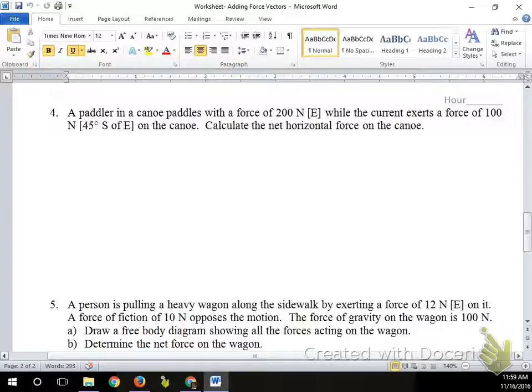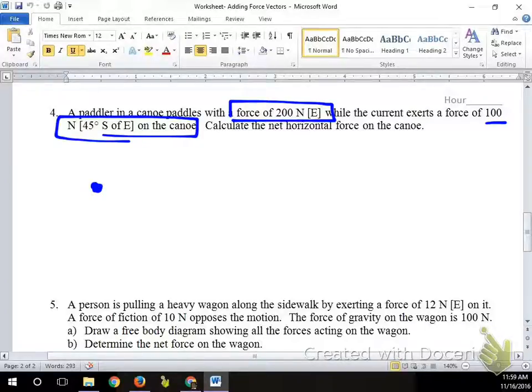Okay, so starting with number 4, we've got two different vectors here. 200 newtons east and 100 newtons 45 degrees south of east. We want to find the net horizontal force. Okay, so if I draw this in a free body diagram, it would look like this. 200 newtons east and 100 newtons at 45 degrees south of east.